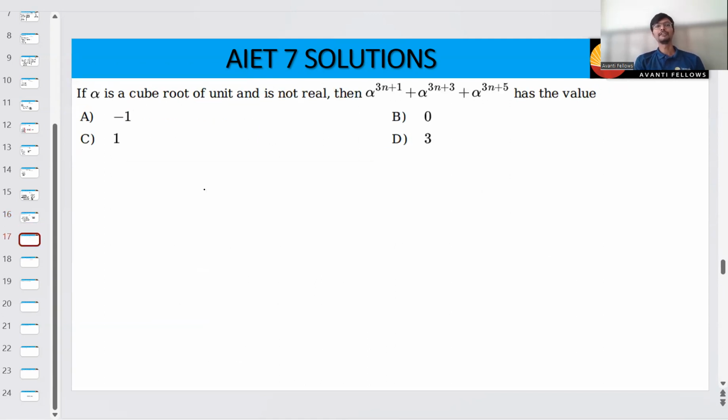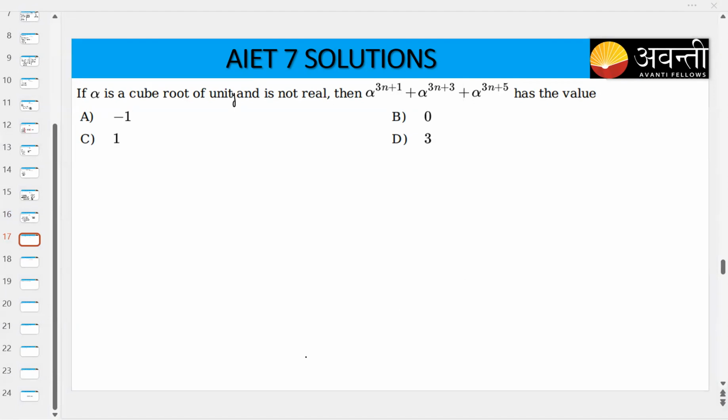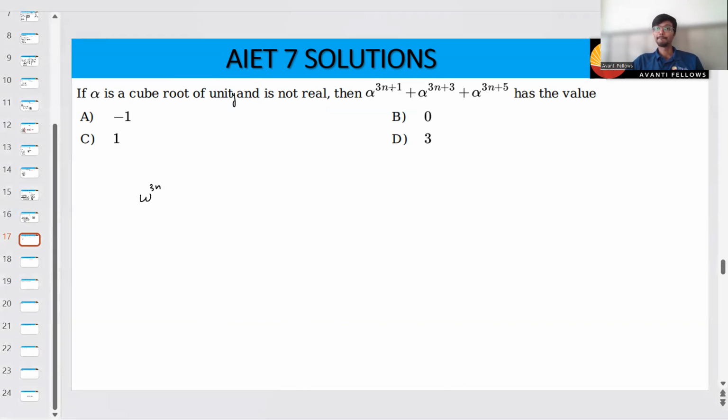Next, if alpha is cube root of unity, and it's not real, then, just a second, guys. Yeah. So that means alpha is basically omega. 1, omega and omega square. This is omega raised to the power 3n plus 1 into omega plus omega raised to the power 3n into omega 3 plus omega raised to the power 3n plus omega raised to the power 5. Now this omega raised to the power 3n is basically 1. So we get omega plus 1 plus omega square. So 1 plus omega plus omega square is 0 by its property, option number B.